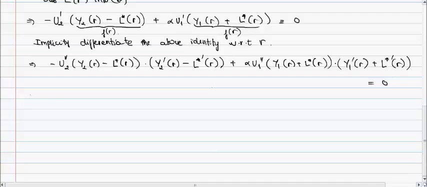Okay, so now what I want to find is L dash of r. Basically L star is the optimal amount of L that I would like to find, and I know it is a function of r. So what I really want is L star dash of r. So I'm just rearranging my equation in order to find L star dash of r.